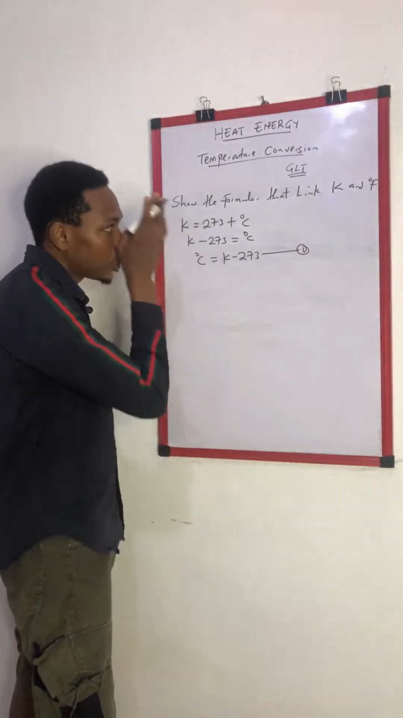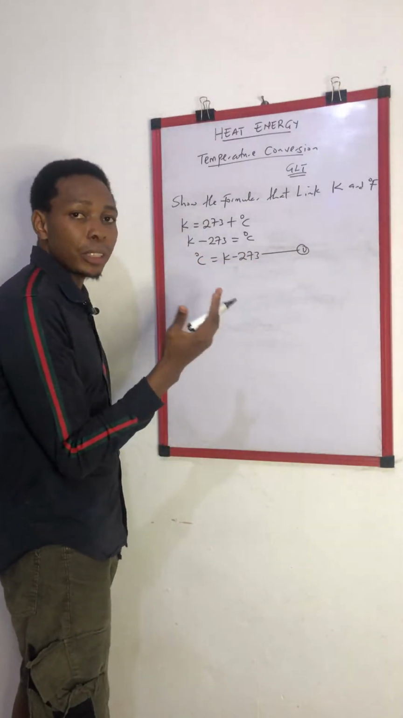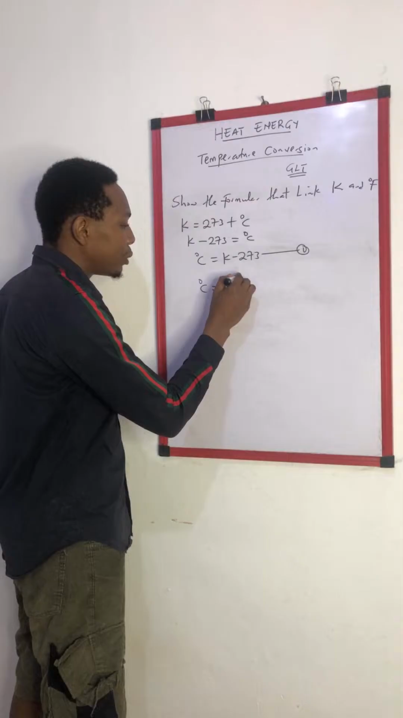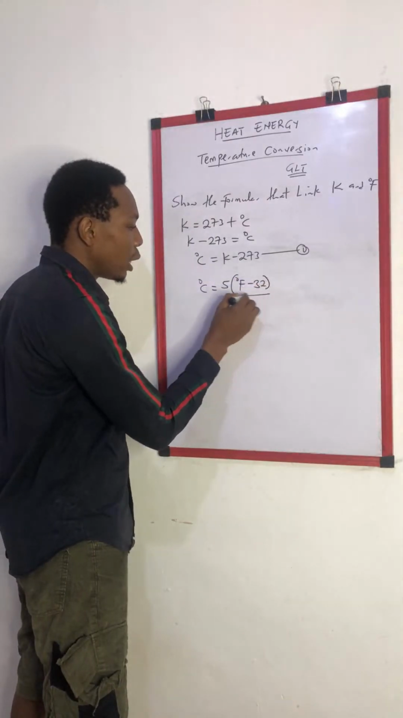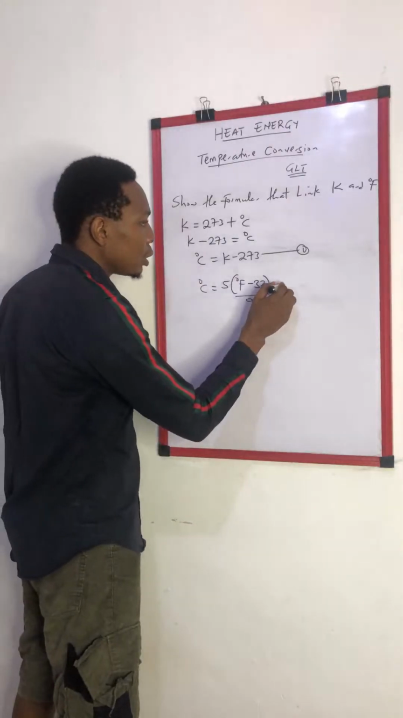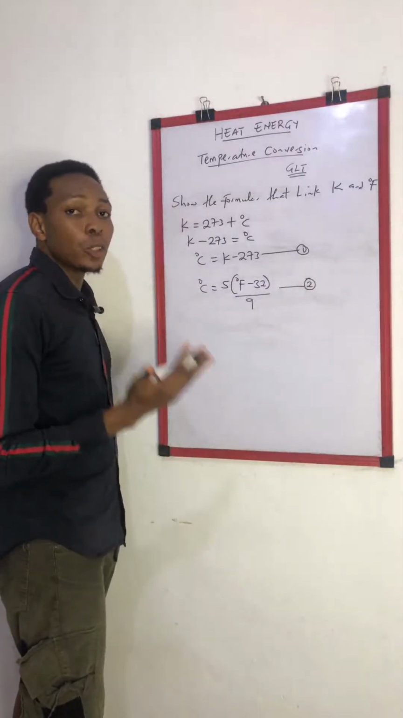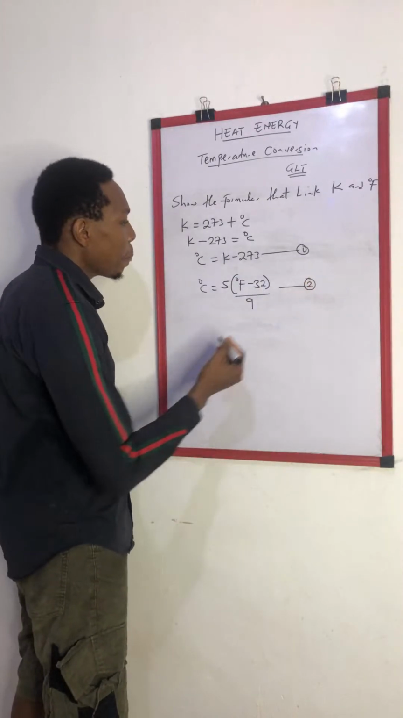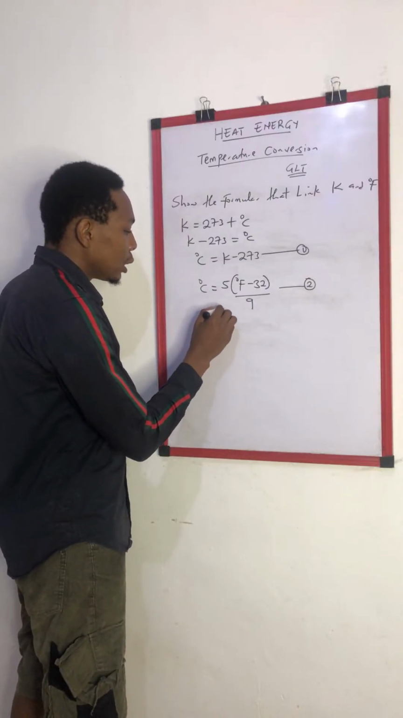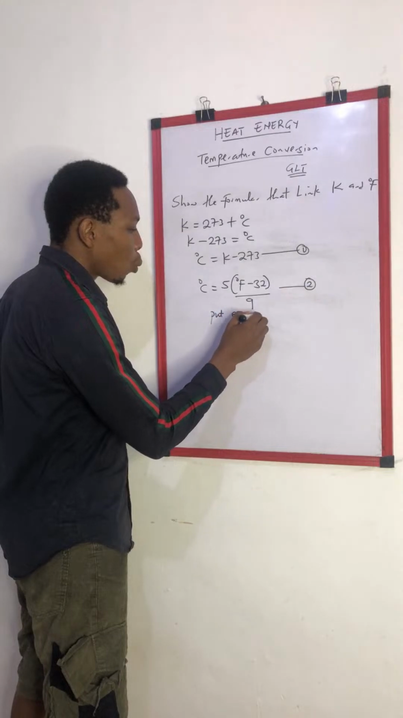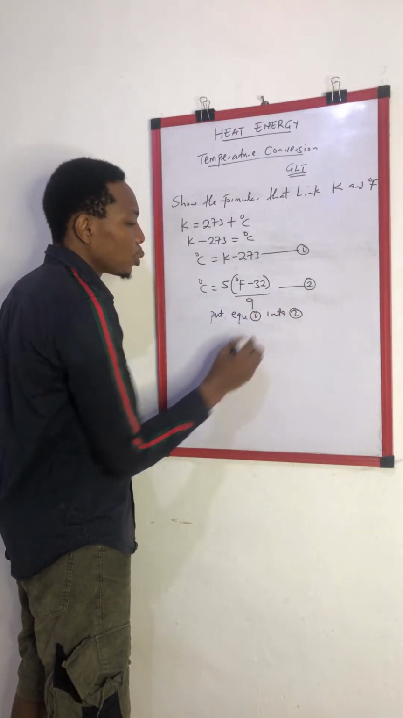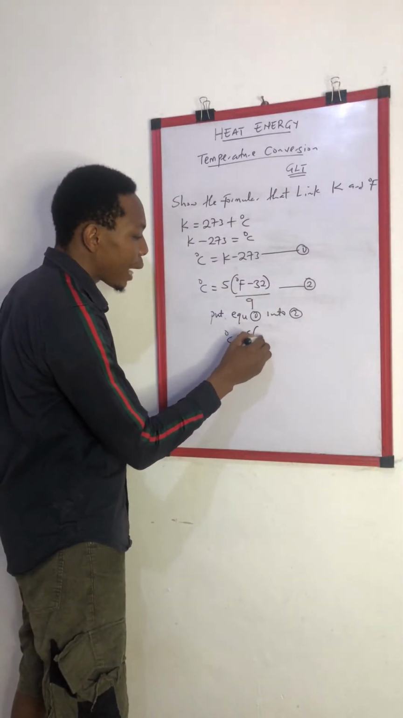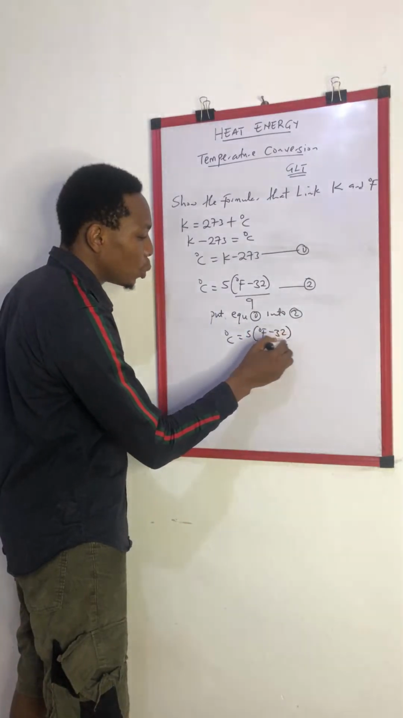Then we also have a relationship which I gave to you just now between degree Celsius and Fahrenheit. So we have degree Celsius equals 5 bracket degree Fahrenheit minus 32, then all over 9. Now you can call this equation 2. So what you are going to do here, you substitute equation 1 into equation 2, or equation 2 into equation 1. Now this time around, we'll put equation 1 into 2. What does it mean? Our equation 2 here is degree Celsius equals 5 bracket degree Fahrenheit minus 32 all over 9.